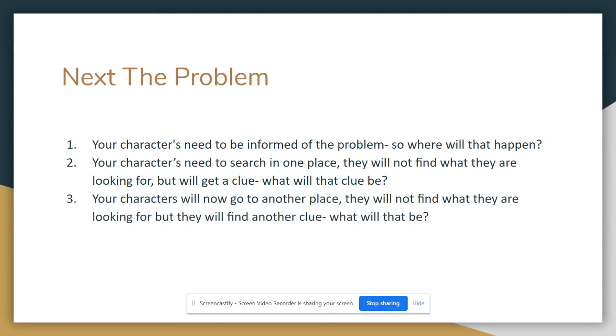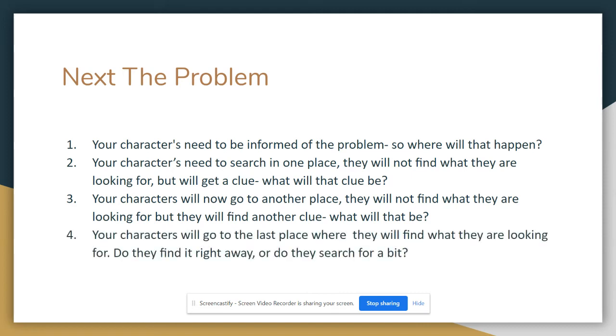Now your characters go to another place, but they're not going to be able to find what they're looking for. But again, they're going to get another clue. So you need to write down eventually what that place will be and what the clue is going to be. And now your characters have to go to the last place where they'll find what they're looking for. Do they find it right away, or do they search for a little bit and then find what they're looking for? So you may want to pause the video here to jot down your notes.